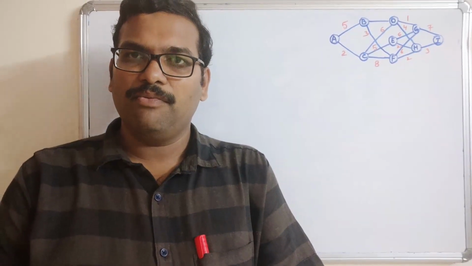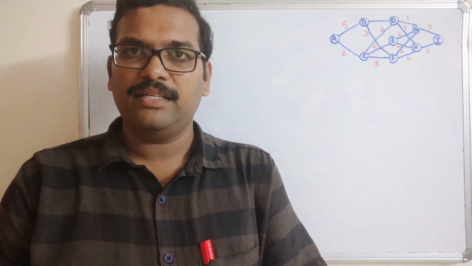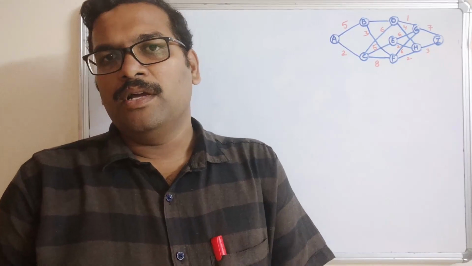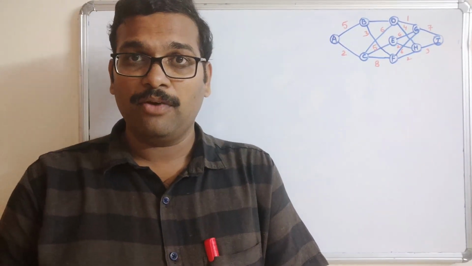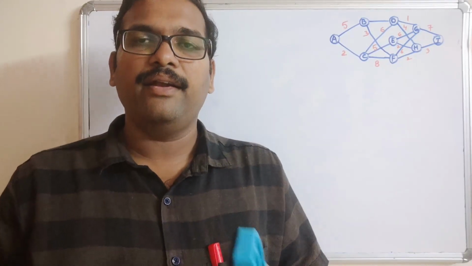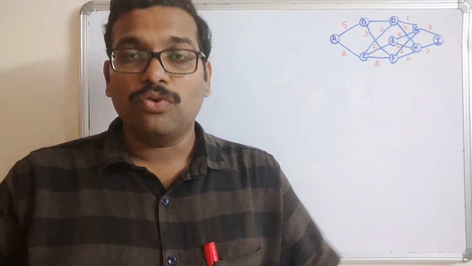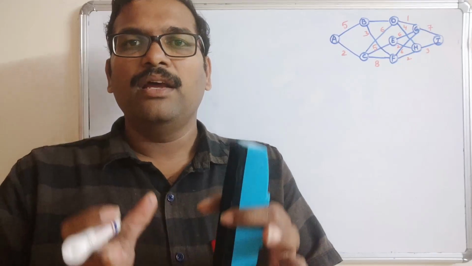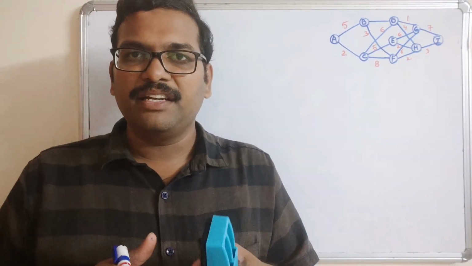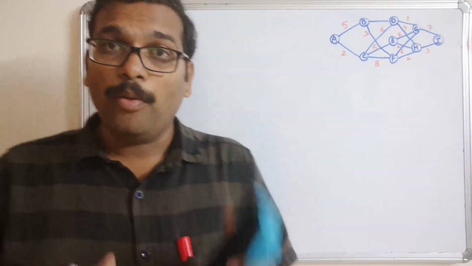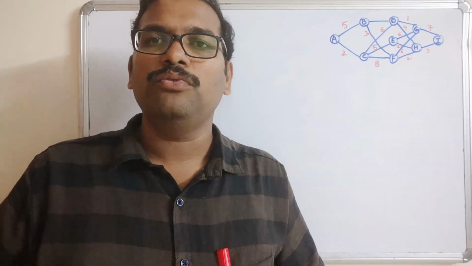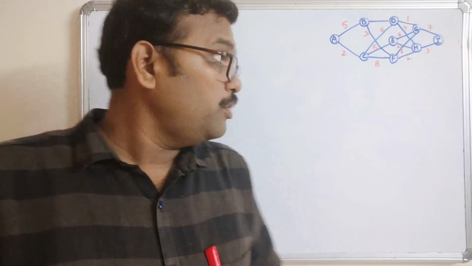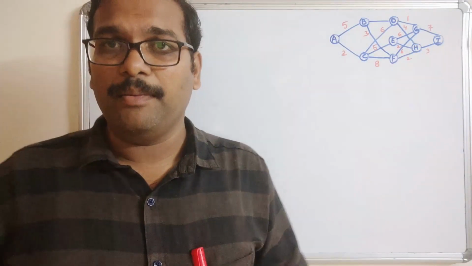So today we'll see one more example in the multi-stage graph problem. In our previous session we have seen this multi-stage graph problem, where we have to consider a weighted directed graph. All the vertices will be arranged in terms of stages, and the problem is to find the shortest path from source to destination, using dynamic programming.